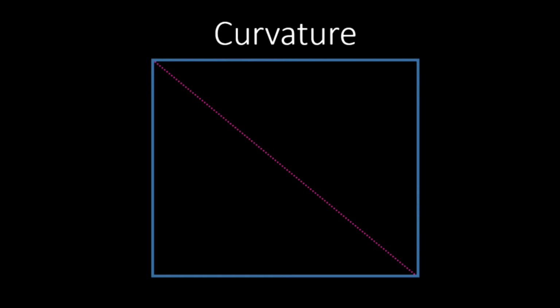The next surface function is surface curvature. This has been described by some as the slope of the slope. What it's doing is describing whether or not the surface is convex or concave. In other words, whether or not it bulges out or kind of sinks in.